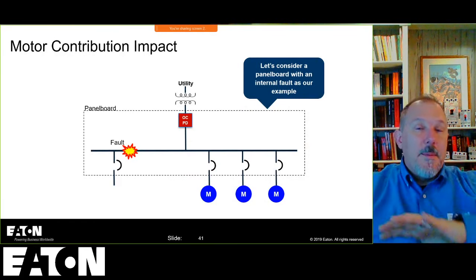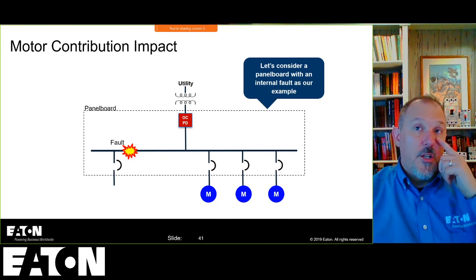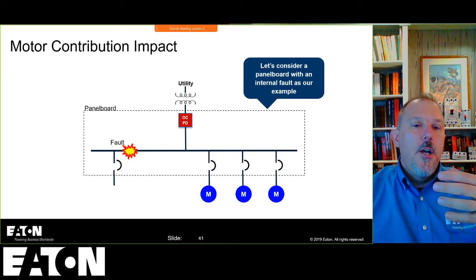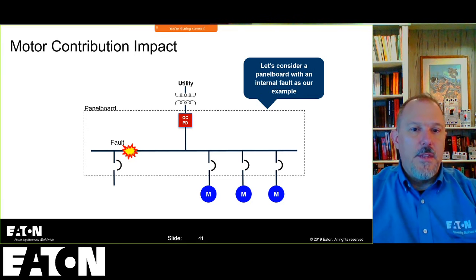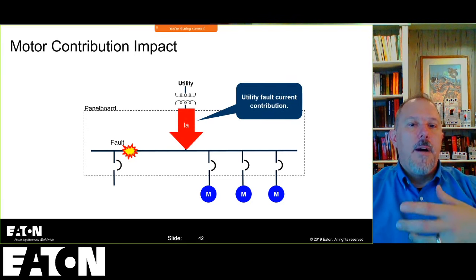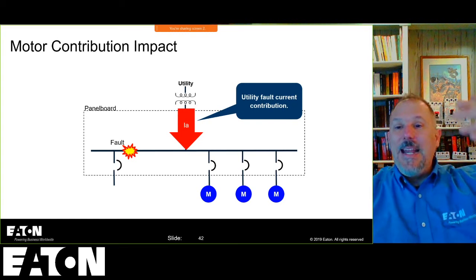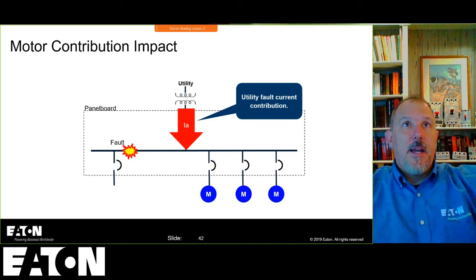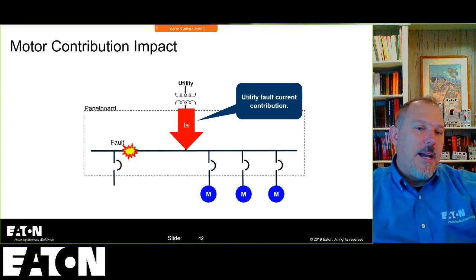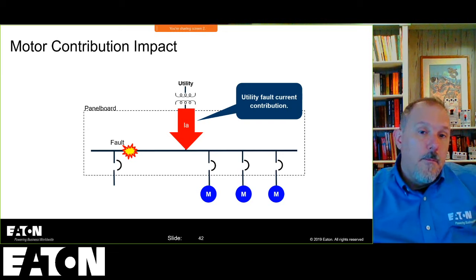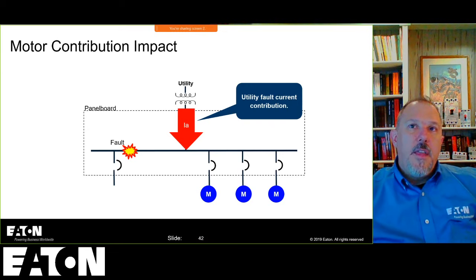Now, we talked about the scenarios and we said, well, motor contribution is going to be different, right? So the motor contribution, you have to understand that if I have a fault in this system at this point in the system, my utility, or I can call it utility, but it can be any upstream source, really. I mean, this doesn't have to be service entrance equipment. It could be down in my facility, and that could be just a feeder. I have fault current coming from the upstream equipment that comes through that main overcurrent protective device, and it is contributing fault current to that system.